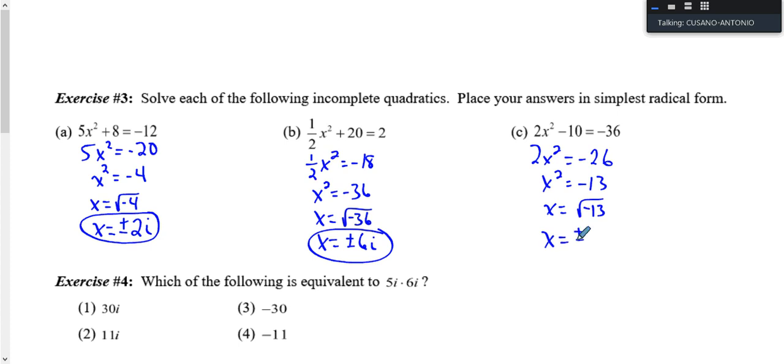X equals plus or minus 1. I I times the square root of positive 13. I took the negative 1 out of the square root, right? Now, some of you might like to write it as square root of 13.